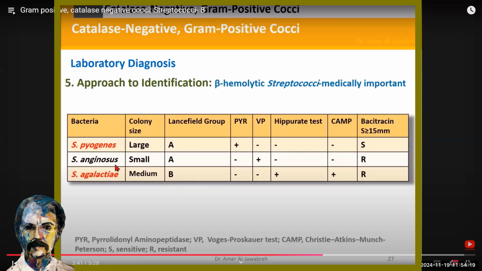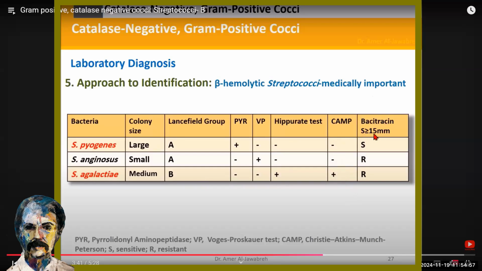Anginosus, not very well known. Pyr test, this is positive, this is negative. Just concentrate on the pyogenes and agalactiae. VP, Voges-Proskauer. It's a test we use mainly in Enterobacterales, but here it can be used if you are a reference lab or a research lab. Hippurate test. This one, agalactiae is positive, pyogenes is negative. CAMP test. This one we are going to have in the lab. What is CAMP test? Wait until we reach the lab.